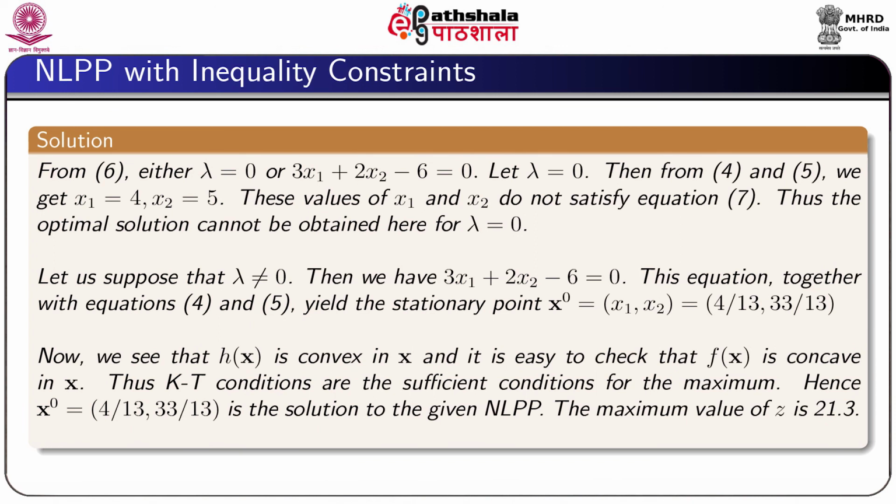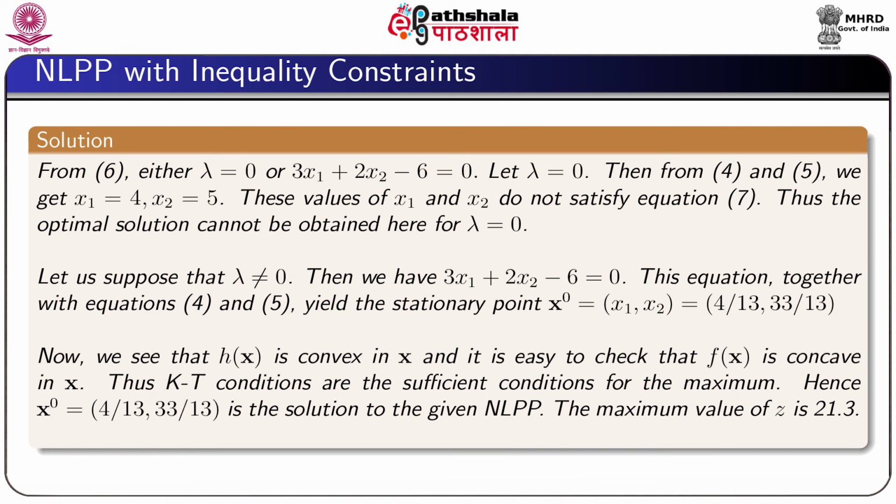From equation 6, we see that either lambda equal to 0 or 3x1 plus 2x2 minus 6 equal to 0. Let us first suppose that lambda equal to 0. Then from equation 4 and 5, we get x1 equal to 4 and x2 equal to 5. These values of x1 and x2 cannot satisfy equation 7. Therefore, this solution cannot be acceptable when lambda equal to 0.